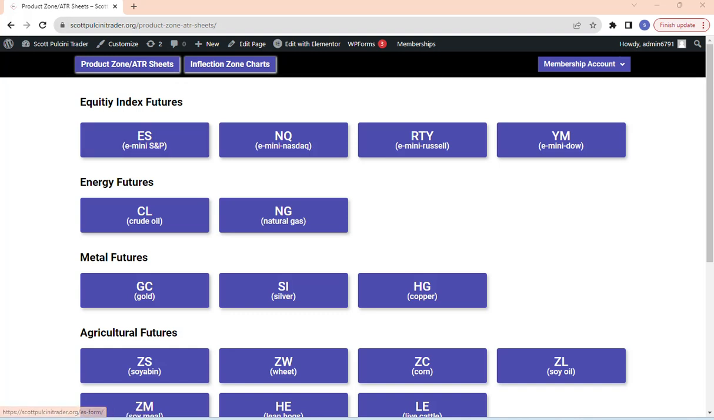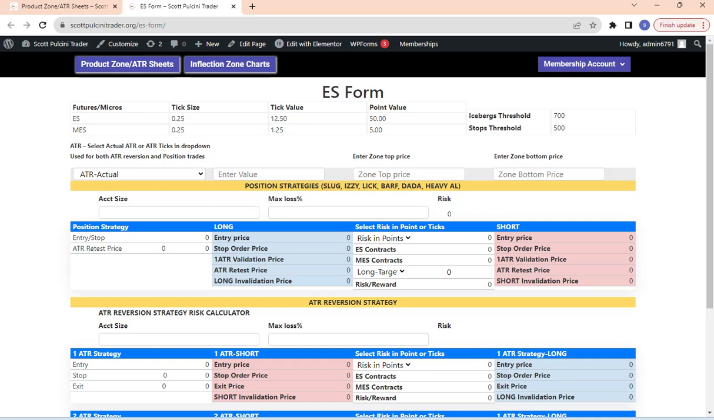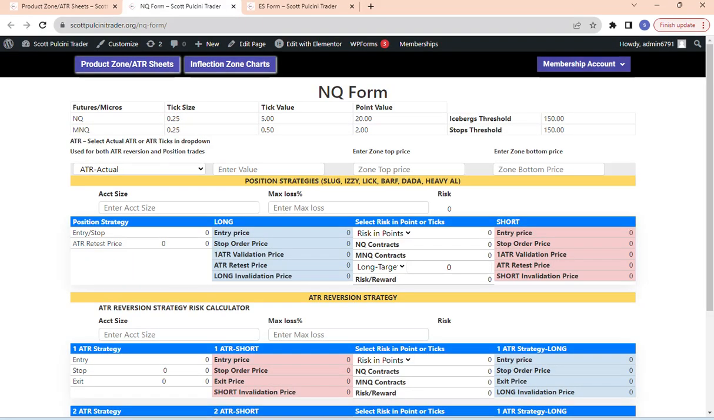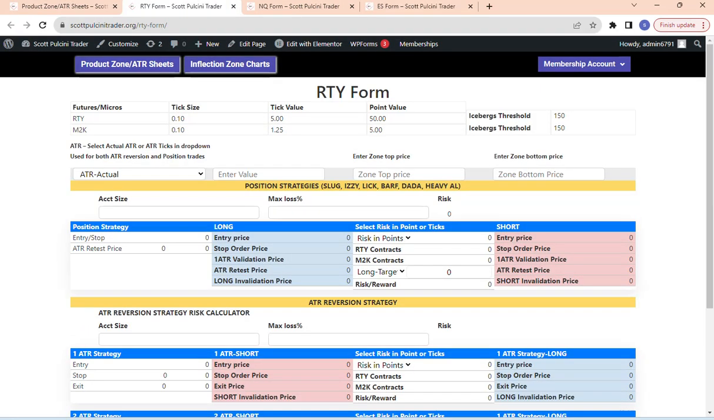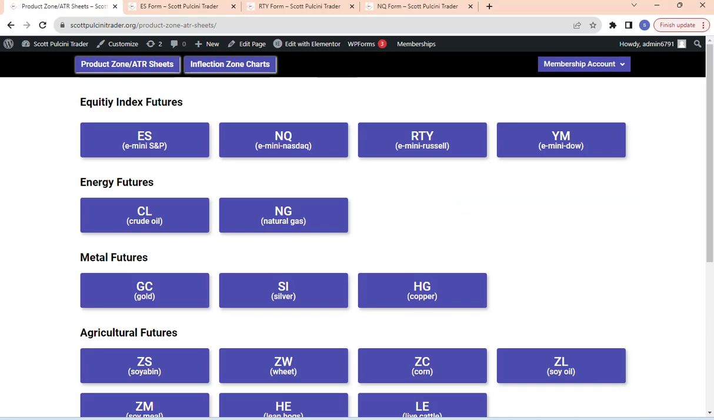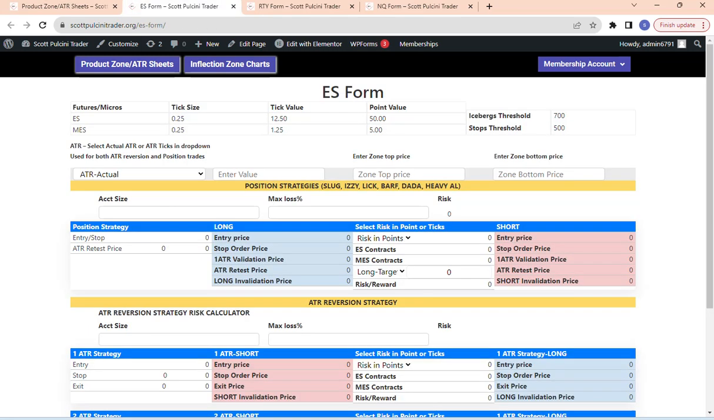So when you log in, you should see these different products. There's 17 different futures products here that you can open up the spreadsheet for each one individually. And you could have multiple open at one time, right? So if I open that one up, I can open up another one, NQ, and so on. RTY, it doesn't matter. So we'll go over quickly how to enter in the values here.